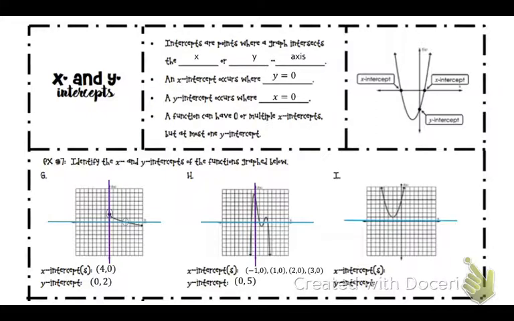Okay? Here, we never cross the x-axis, so there's no x-intercepts. The y-intercept, we do cross 1 time, and that is again at (0, 5). Okay?